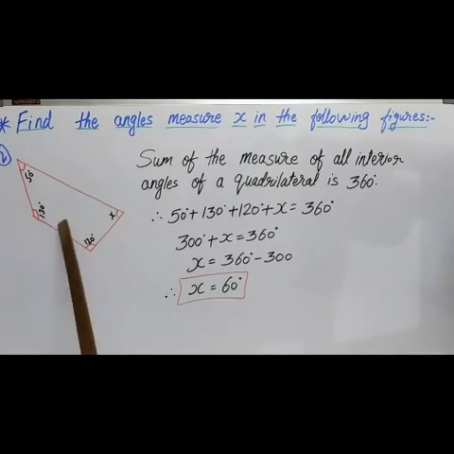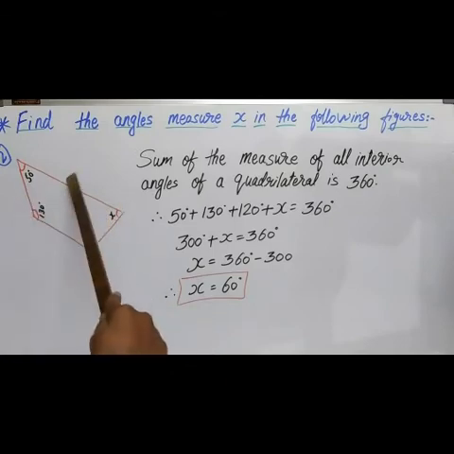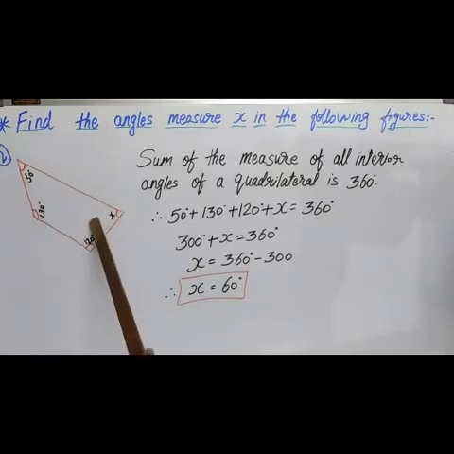Now, second figure: 50 degree, 130 degree, 120 degree and x. So we have to find this x. And these four sides are given. It means this is a quadrilateral.